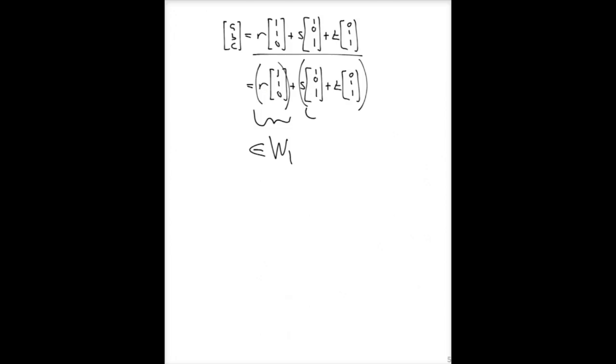Similarly, W2 is spanned by these two vectors, and so this second vector, this linear combination, is clearly an element of W2. And so we have written (a, b, c) as a sum of two vectors, the first in W1 and the second in W2. And so we have shown that V is the direct sum W1 plus W2.